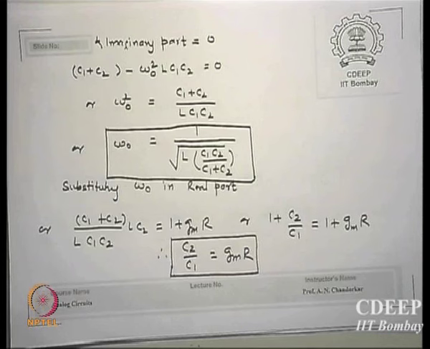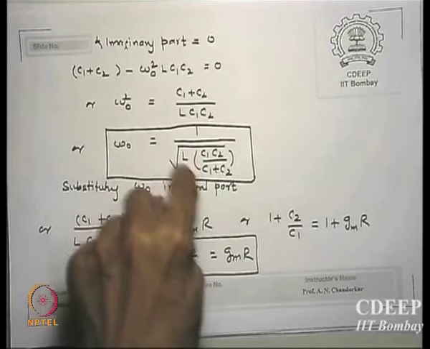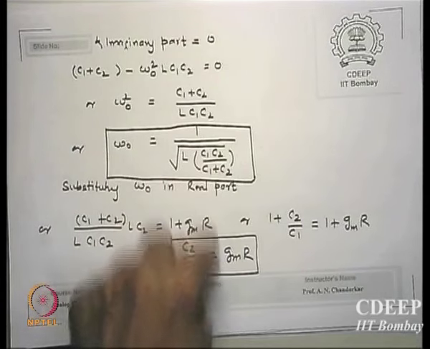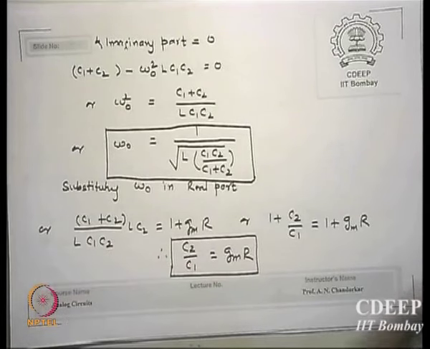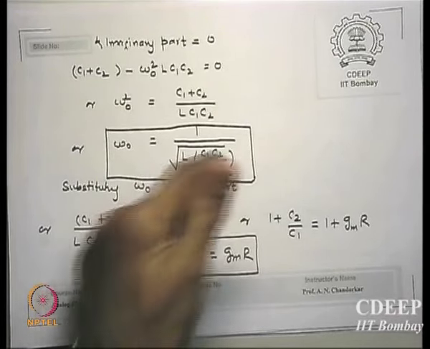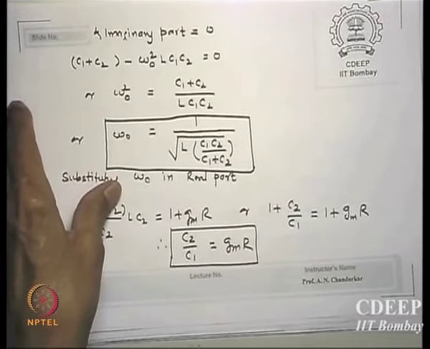Okay. What is R? Load. Where will GM come from? From the bias. The bias current you apply will give you GM. C2 by C1 you are going to adjust. You are going to get a frequency from here, a value of C2 by C1. Assume one capacitor and get the second one, substitute here and you will get the frequency of oscillation.